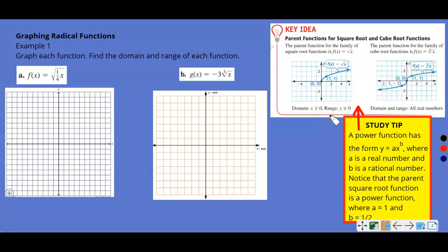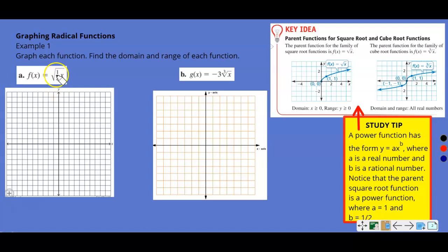Knowing your parent functions, what that type of function looks like visually, is very important. So remember what those are, and then these would just be transformations of that. All right, so like before, we're going to pick x's and plug it in to solve for f of x, which is our y value. So again, x will be our independent variable, and y will depend on what x's we pick.